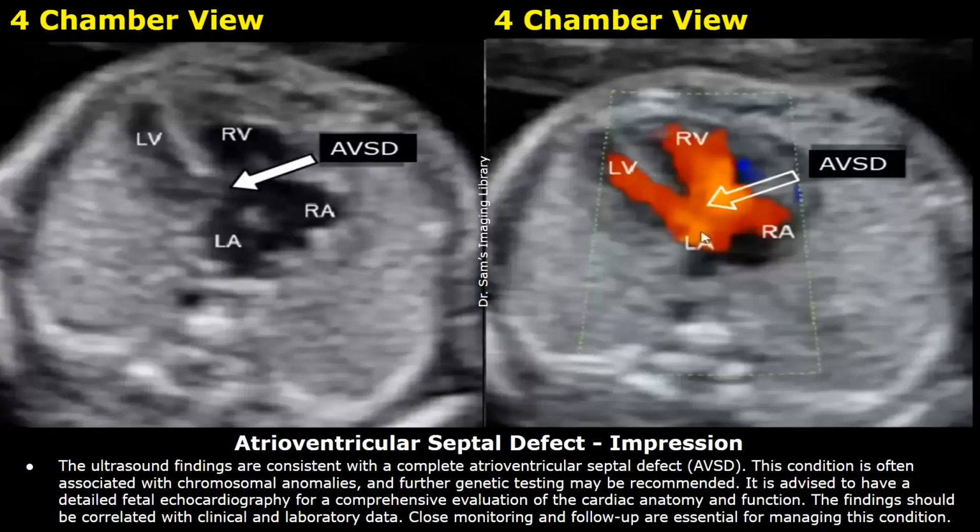This is the impression. The ultrasound findings are consistent with a complete atrioventricular septal defect. This condition is often associated with chromosomal anomalies, and further genetic testing may be recommended. It is advised to have a detailed fetal echocardiography for a comprehensive evaluation of the cardiac anatomy and function. The findings should be correlated with clinical and laboratory data. Close monitoring and follow-up are essential for managing this condition.